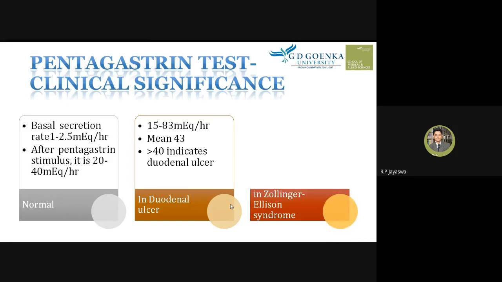If there is Zollinger-Ellison syndrome, in such a condition the basal secretion is more than 10 milliequivalent per hour. So this is the clinical significance of the pentagastrin test. Based on this, we can differentiate normal, duodenal ulcer and Zollinger-Ellison syndrome.